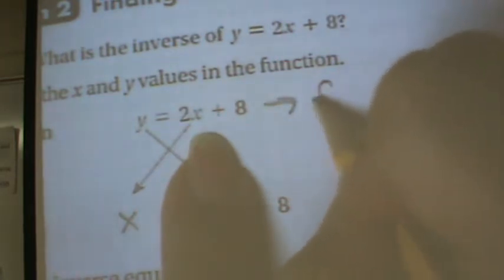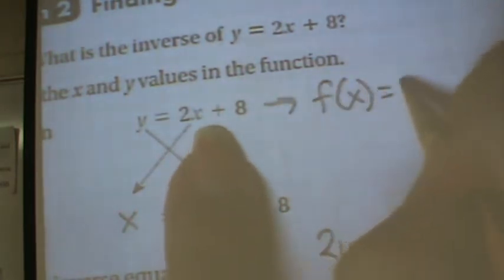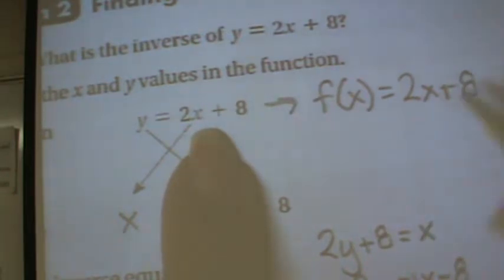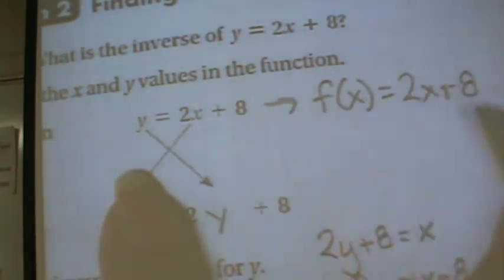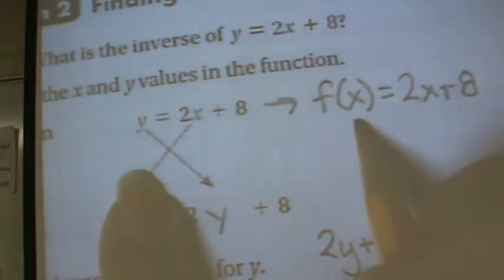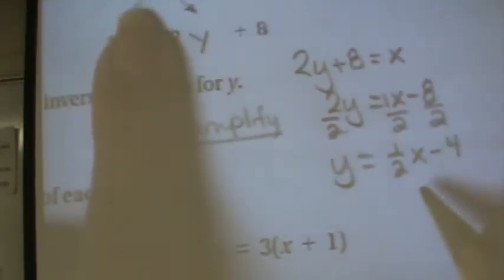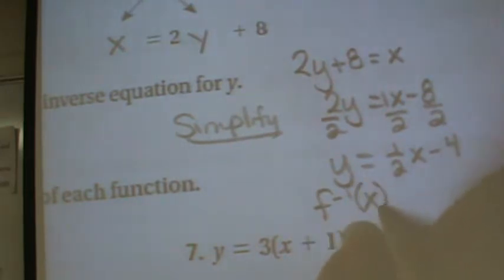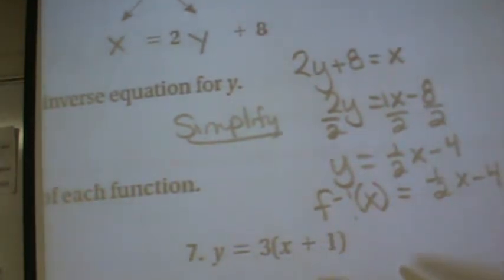The f of x is equal to 2x plus 8. This is what you're going to see. You're going to see this written like that, which is the same thing. Remember, y is f of x. So then how are we going to show that this is the inverse? You're going to write f negative 1 of x equals 1/2 x minus 4. This means that it's the inverse.